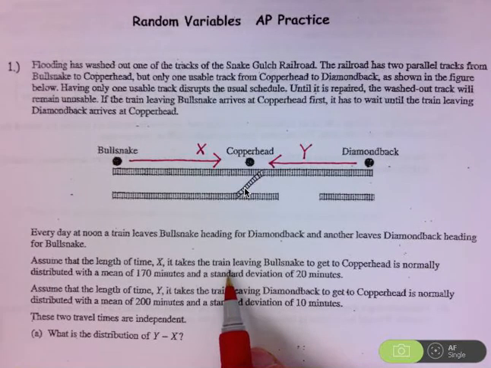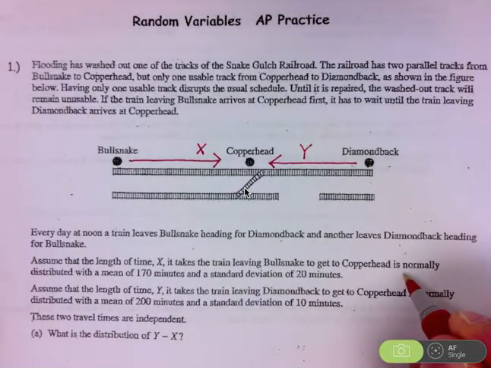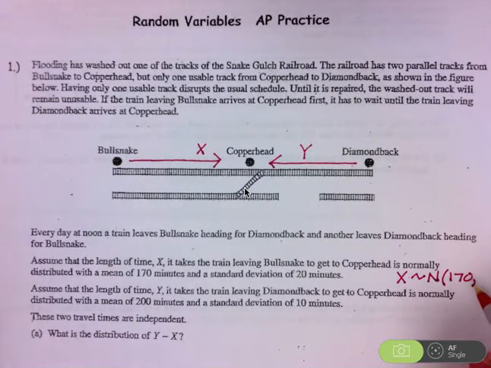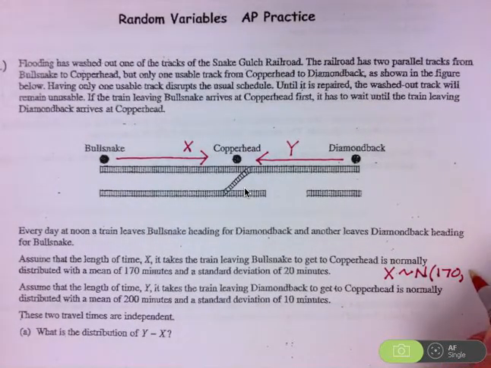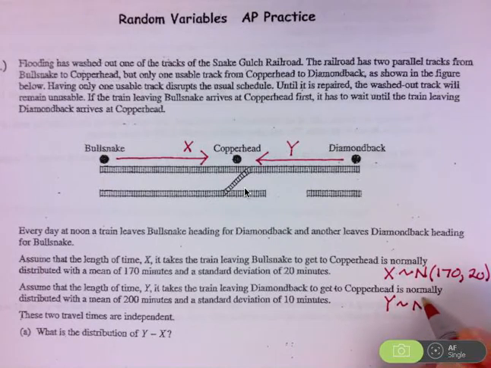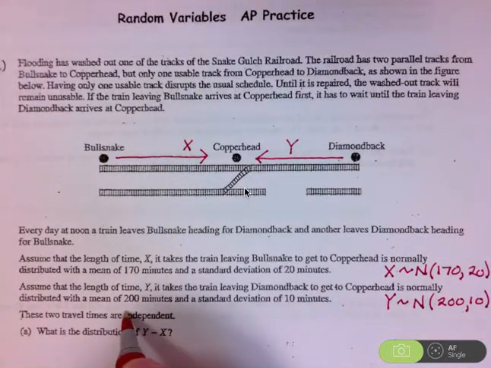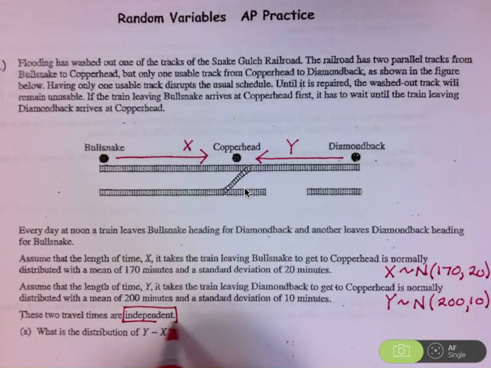X's time to get to Copperhead is distributed normally. So this is notation that I would want you to know. Its mean is 170 minutes, and its standard deviation is 20 minutes. Similarly for Y, the time that it takes to get to Copperhead is distributed normally with a mean of 200 minutes and a standard deviation of 10 minutes. And something very important, the two travel times are independent. We are making that assumption.